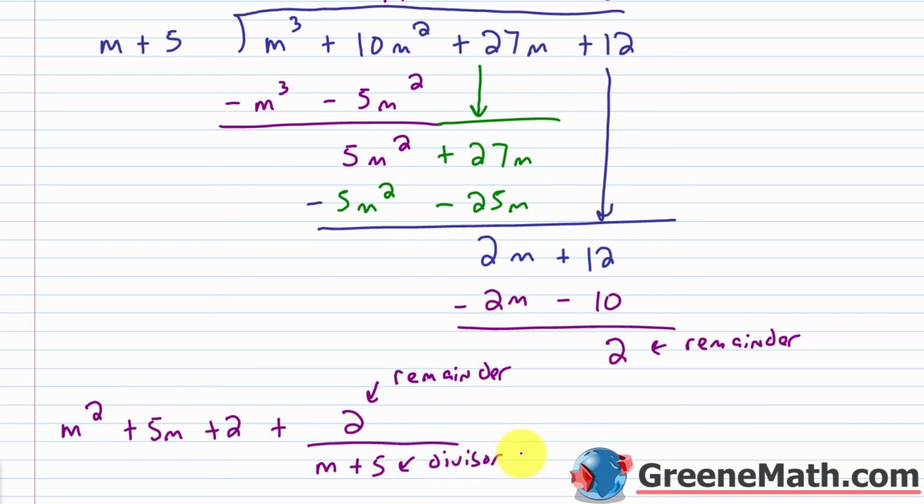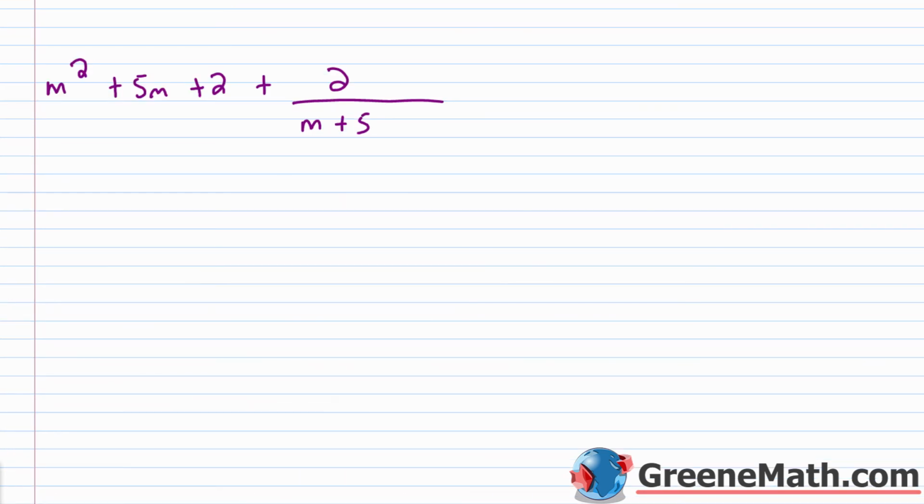Let's say you wanted to check the result. What would you do? Well, you could multiply this whole thing here by the divisor, or you could multiply the quotient part by the divisor, and then just add the remainder. So just say, okay, plus 2. And it's the same thing. It's a little faster if you just multiply everything as it's presented here. So let me copy this. So let's say I just multiply this by the divisor, m plus 5.